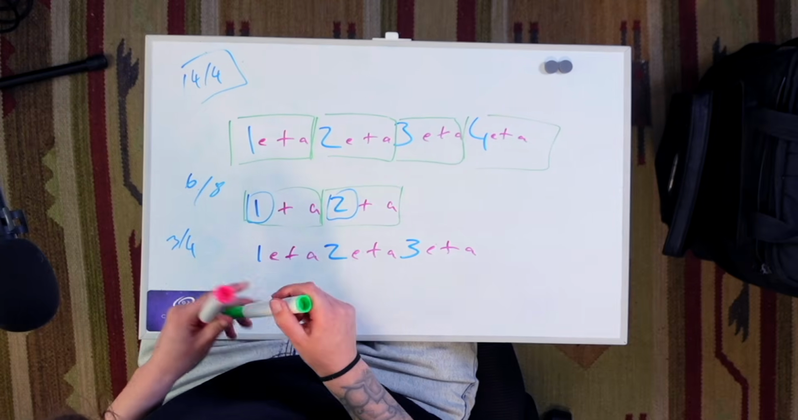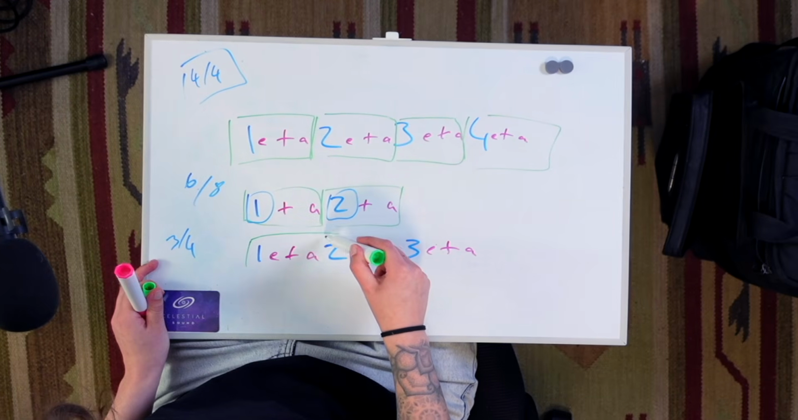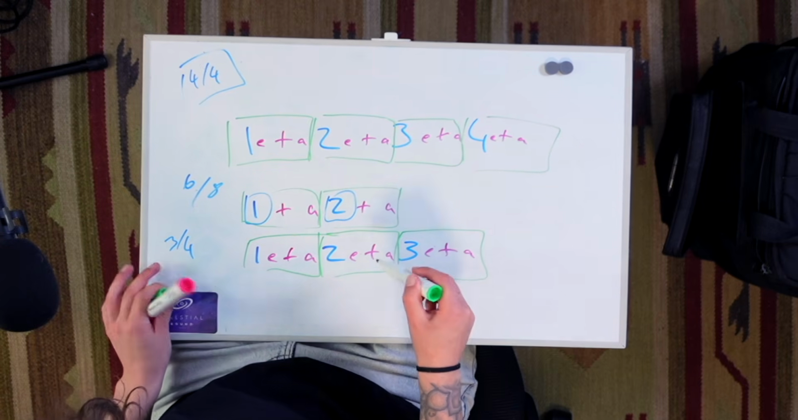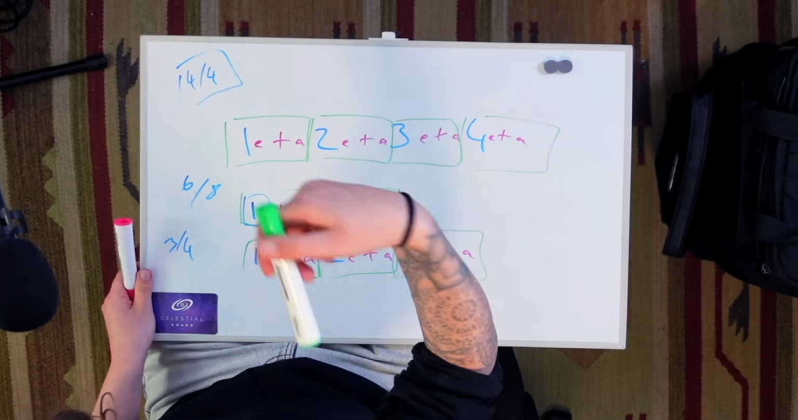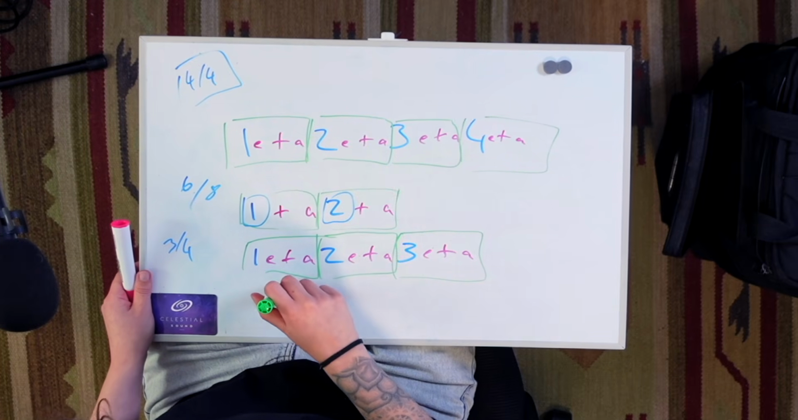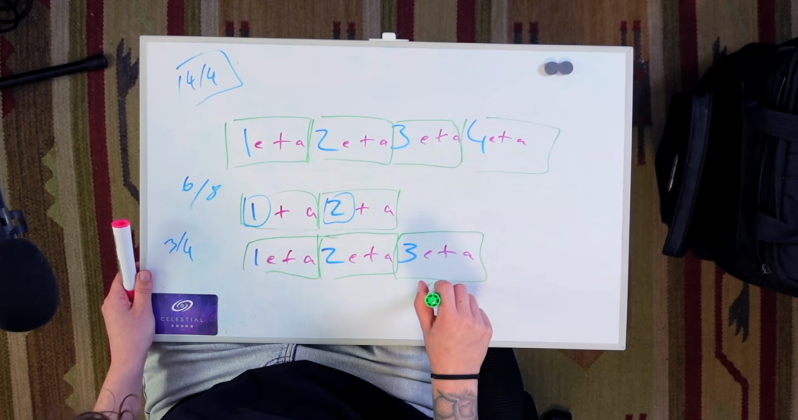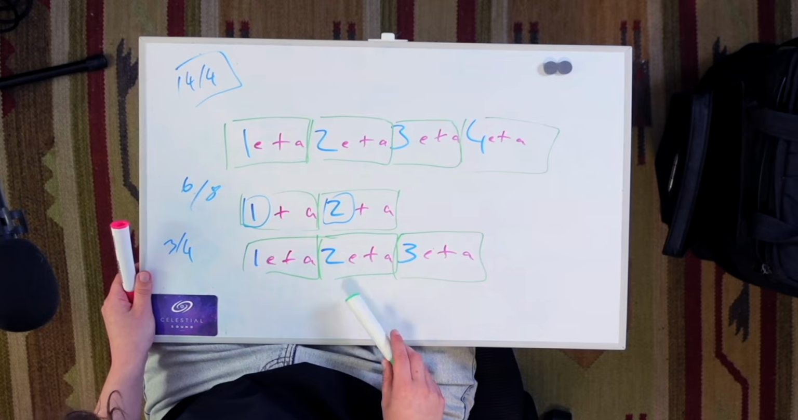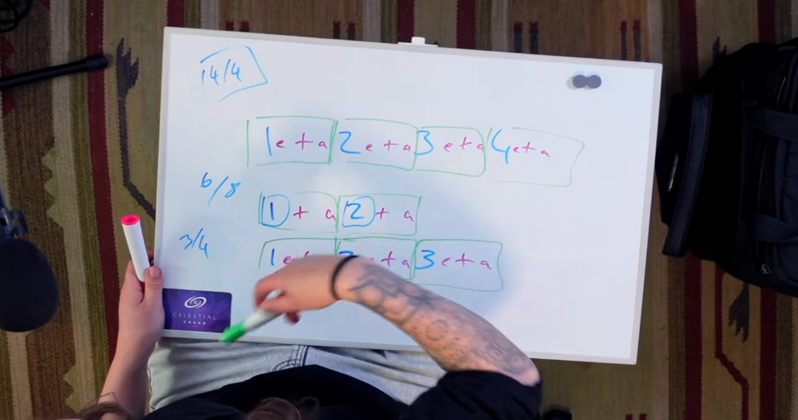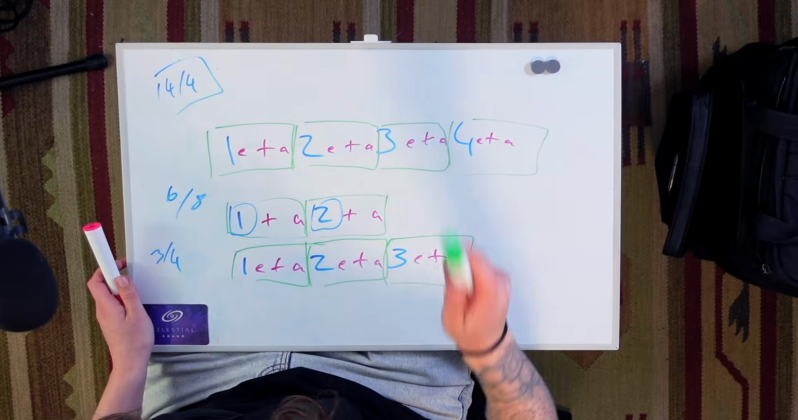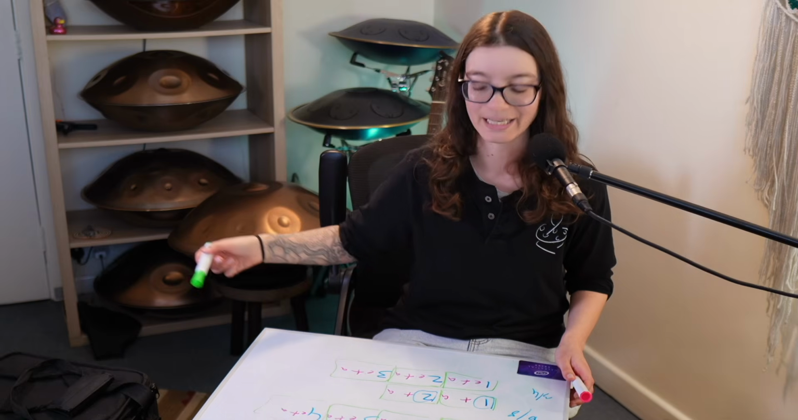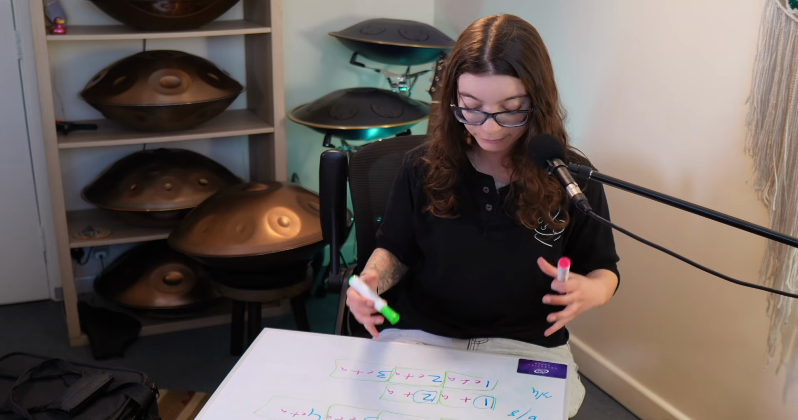Let me highlight those phrasings so you can see how that's different, right? So 1 and a 2 and a 1 and a 2 and a, 1E and a 2E and a 3E and a, 1 and 2 and 3 and 1 and 2 and 3 and. Yeah, they are very different feels.